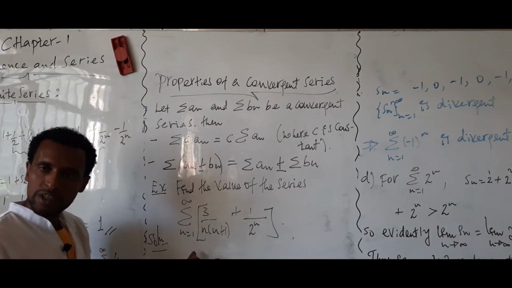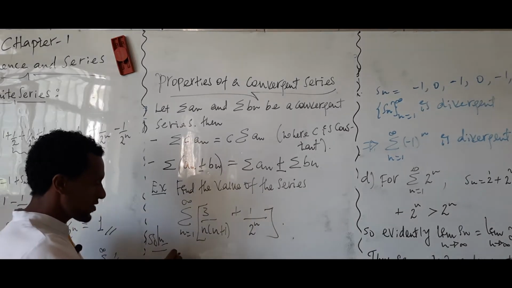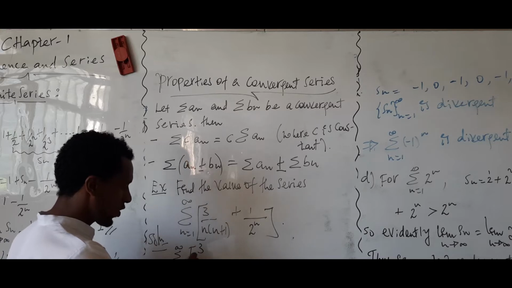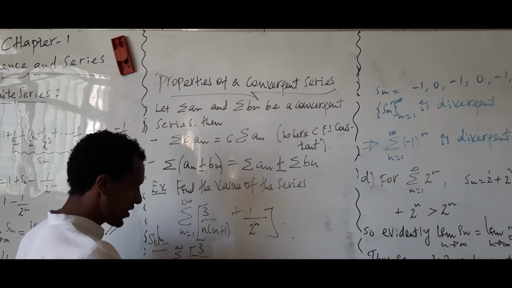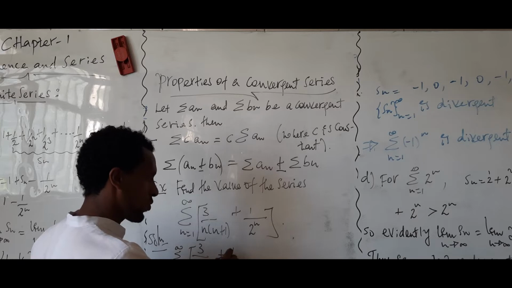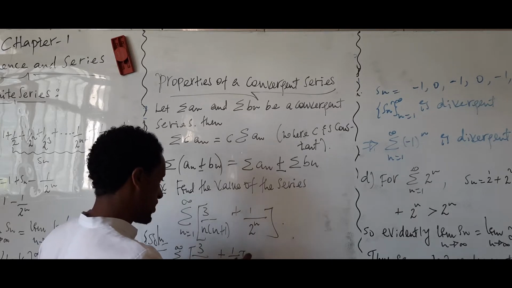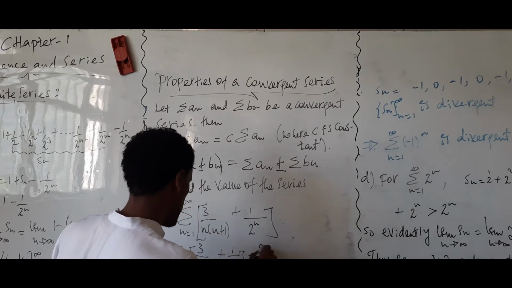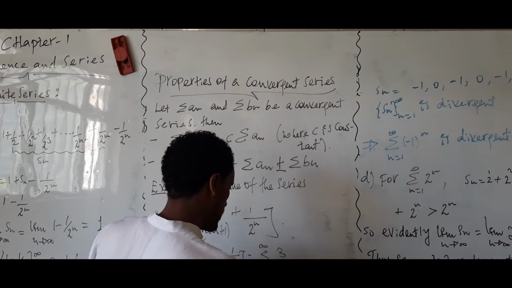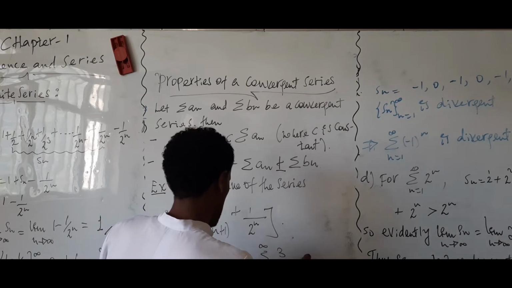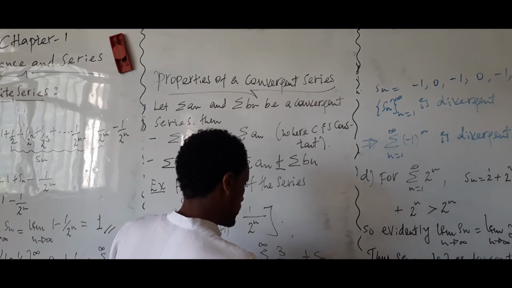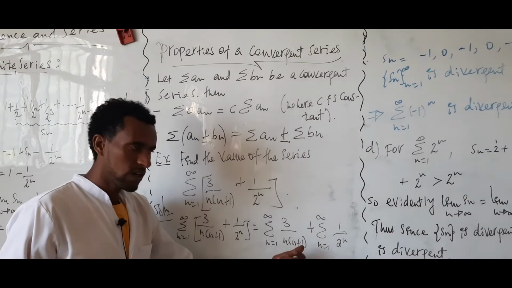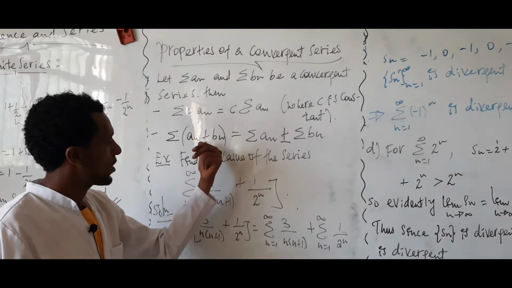Using property two, we can rewrite this series as the sum from n equals 1 to infinity of 3 over n times n plus 1, plus the sum from n equals 1 to infinity of 1 over 2 to the power of n.